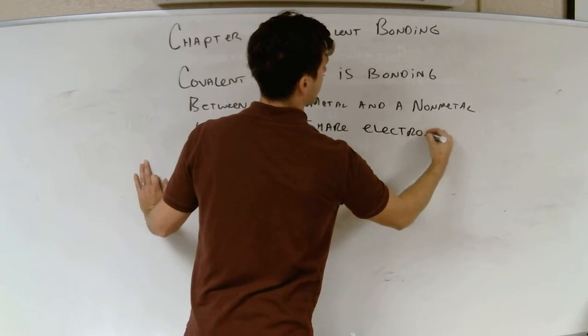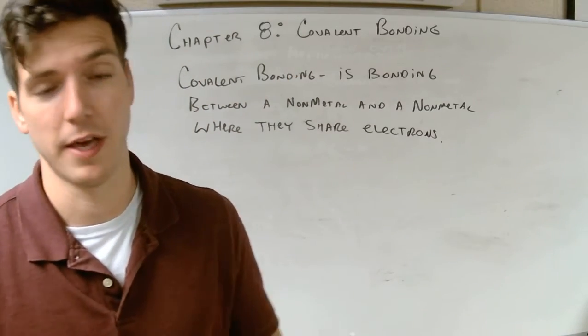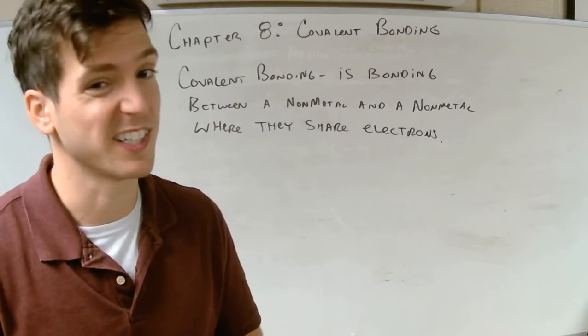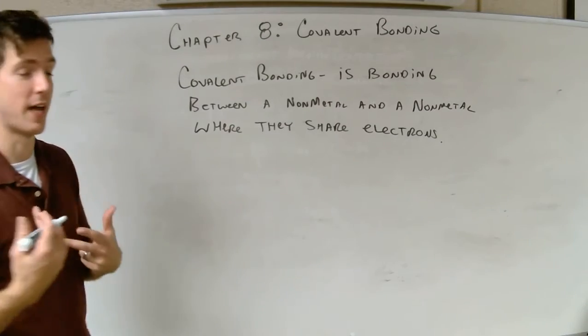So with ionic bonding, they were transferring electrons and it was between a metal and a nonmetal. With covalent bonding, they're not hogging electrons, they're sharing them. They're sharing them between two nonmetals.